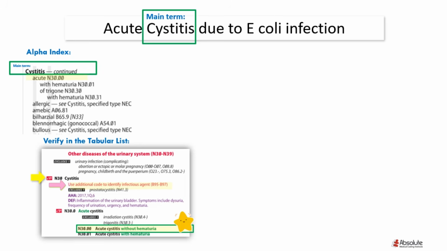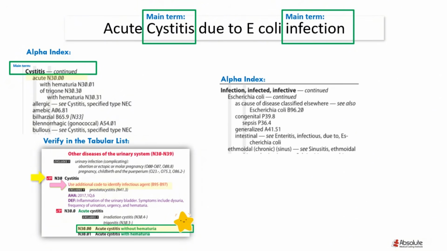Now, let's go ahead and look up E. coli infection. Our main term will be infection. We're going to look it up in the alphabetic index. Infection due to E. coli. E. coli is the shortened term for Escherichia. Ooh, Escherichia coli. And if we go down, you'll see Escherichia coli is B96.20.